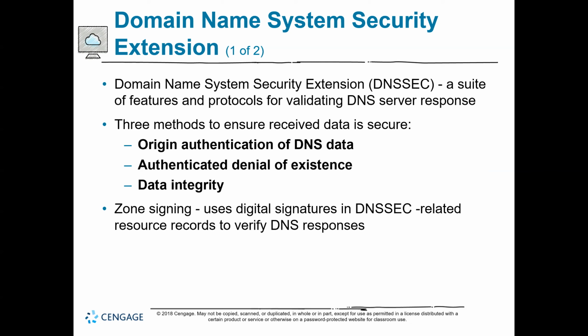Domain Name System Security Extensions. Domain Name System Security Extensions, or DNSSEC, is a suite of features and protocols for validating DNS server responses. There are three methods to ensure received data is secure: origin authentication of DNS data, authenticated denial of existence, which honestly sounds like something out of science fiction to me, and data integrity. Zone signing uses digital signatures in DNSSEC-related resource records to verify DNS responses.